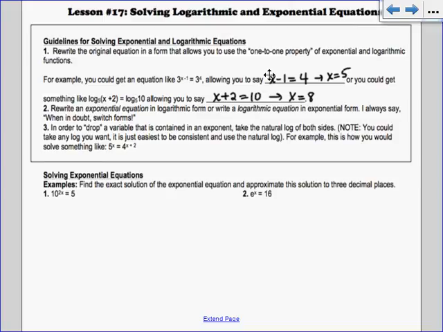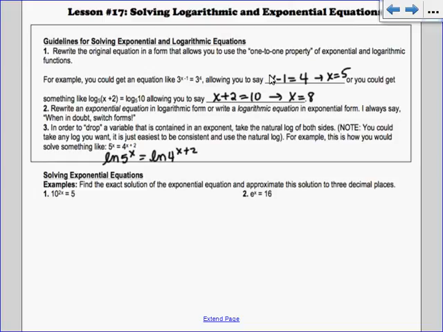Number 3 says in order to drop a variable that's contained in an exponent, like 5 to the x, we take the natural log of both sides. Note, you could take any log you want. It's just easiest to be consistent and use the natural log. You could do log base 5 or log base 10, it doesn't matter. For example, if you have 5 to the x equals 4 to the x plus 2, a lot of people panic on those problems. They don't know if they should switch to log base 5 or log base 4. So I just take the natural log of both sides.